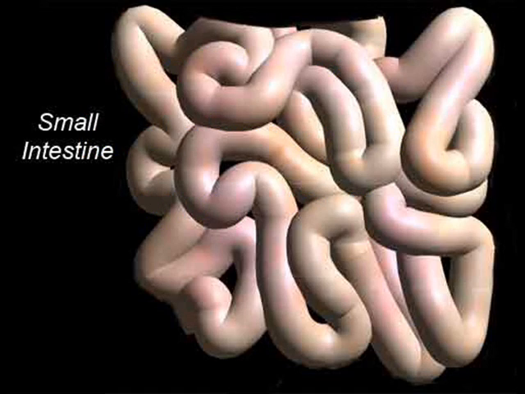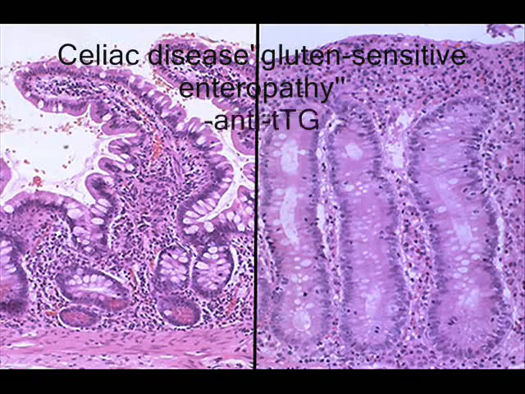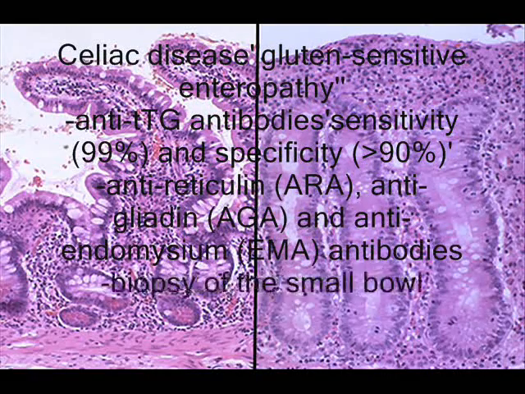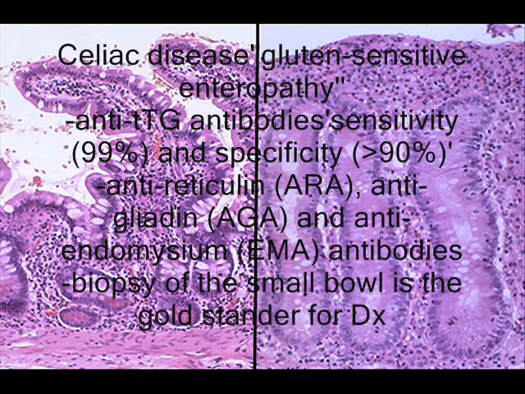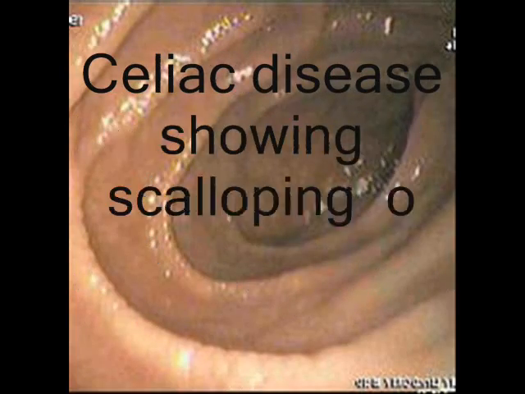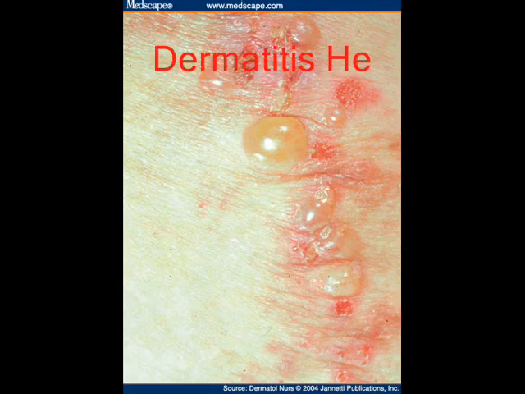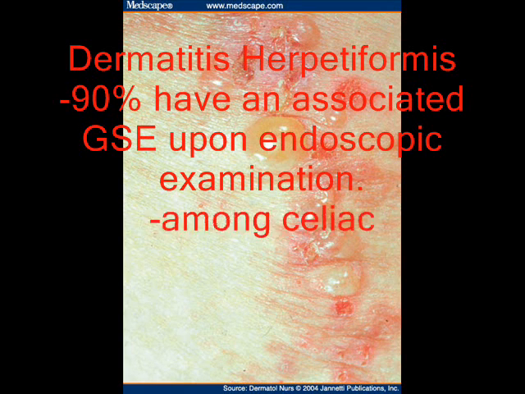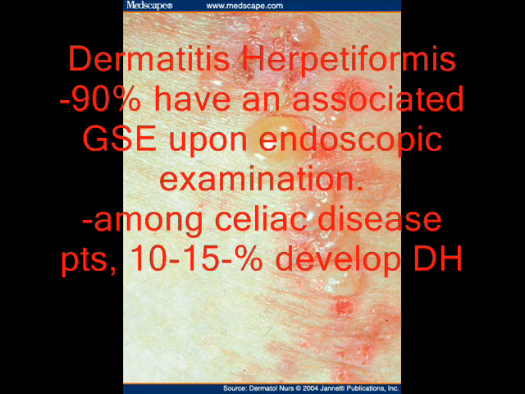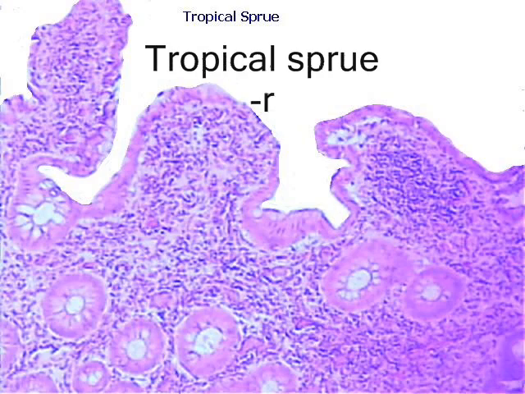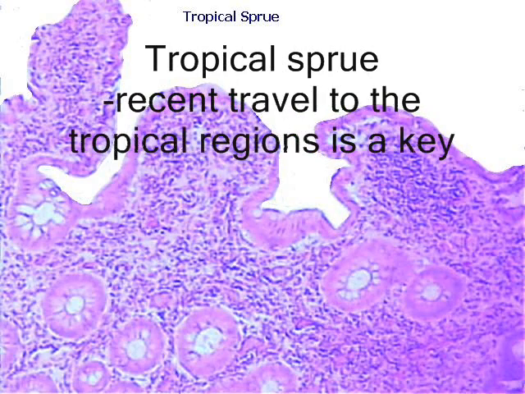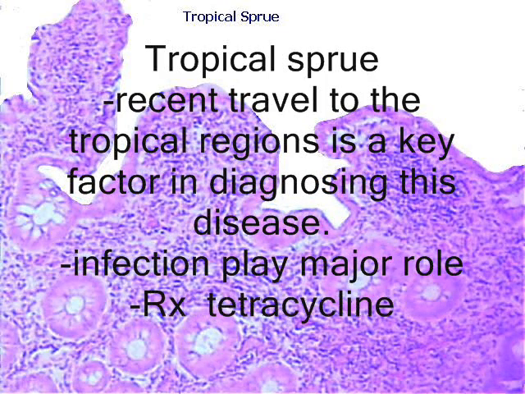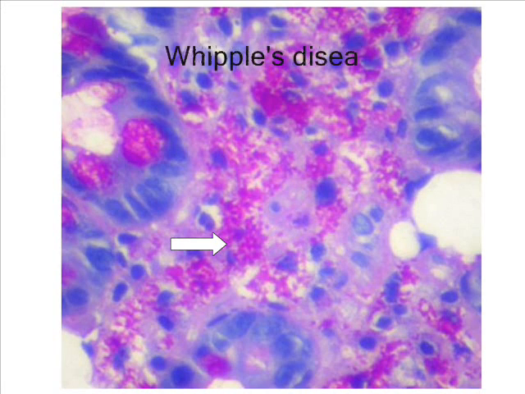Let's start with malabsorption syndromes, beginning with celiac disease, or gluten-sensitive enteropathy. The characteristic is the presence of anti-TTG antibody, which is highly sensitive and specific. On endoscopy, there is scalloping of the small bowel. Note that 90% of dermatitis herpetiformis patients have GSE, but only 10 to 15% of celiac patients have dermatitis herpetiformis. Tropical sprue: recent travel to a tropical region is the key for diagnosis, and it is treated with tetracycline.